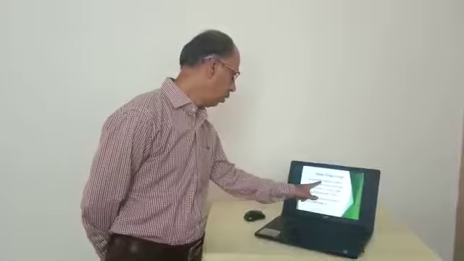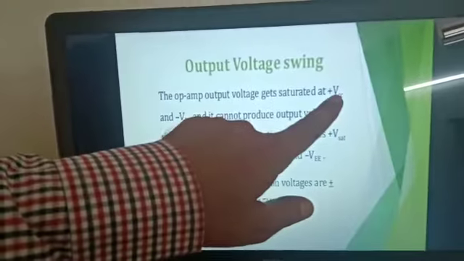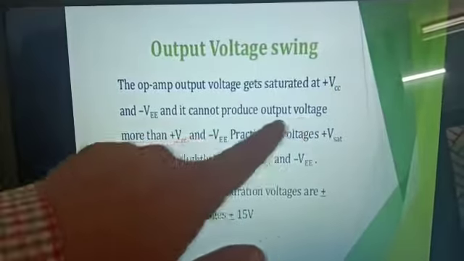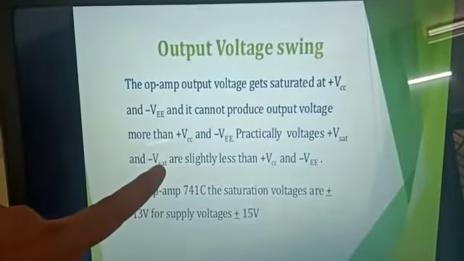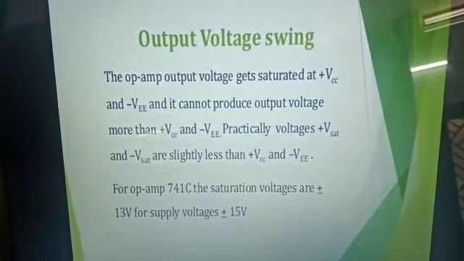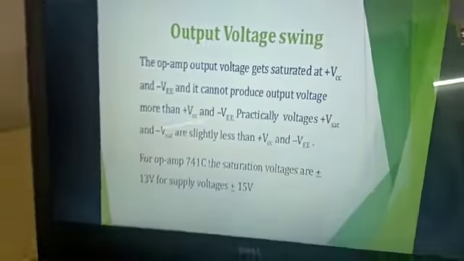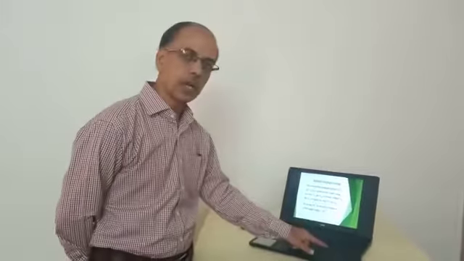Then output voltage swing. Here we apply positive VCC and also negative VEE. Positive VCC is applied to pin number 7, negative VEE to pin number 4. So it cannot produce an output voltage more than plus VCC or minus VEE. Practically, the saturation voltages V saturation plus or minus are slightly less than V plus and V minus. For the 741, saturation voltages are plus or minus 13 volt for supply voltages of plus or minus 15 volt. This power supply is connected for any operation of the op amp circuit.